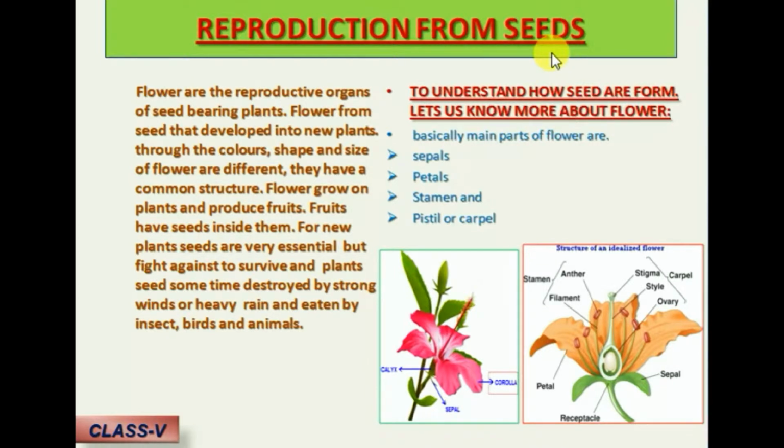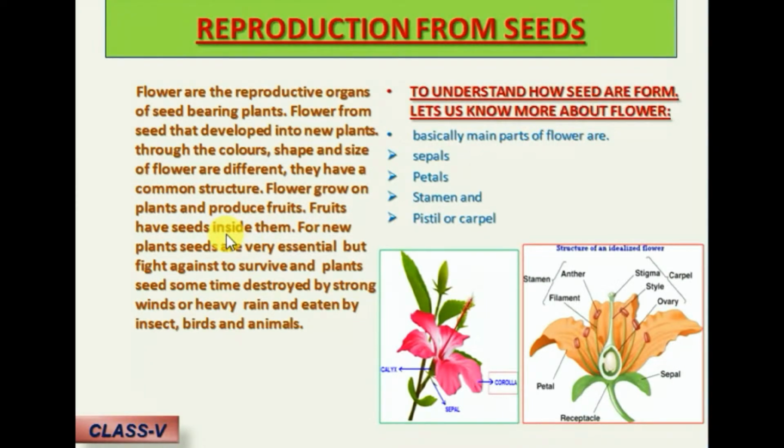Here students, the flowers are the reproductive organs of seed-bearing plants. Flowers form seeds that develop into new plants. Though the colors, shapes and sizes of flowers are different, they have a common structure. Flowers grow on plants and produce fruits. Fruits have seeds inside them.